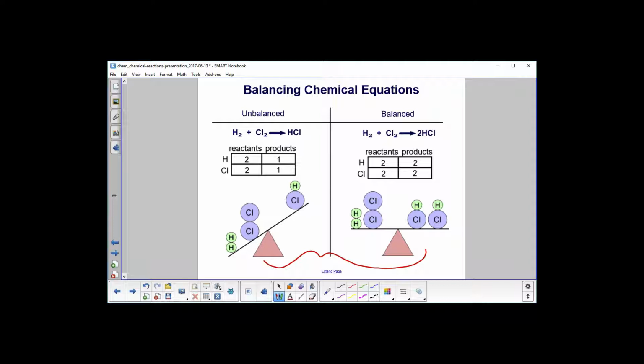If we look on the left side, if we just write it like this, which was our skeleton equation, we have 2 hydrogens as reactants and 2 chlorines. The product, though, there's only one hydrogen and one chlorine, so that's represented by this picture. You can see how it's weighted more to the left side. It is not balanced. Now when we balance it, we put a coefficient of 2 in front of the HCl, the hydrochloric acid, and now we have 2 hydrogens on the left, the reactants, 2 on the right, the products, 2 chlorines on both sides, and look how nicely it's balanced.